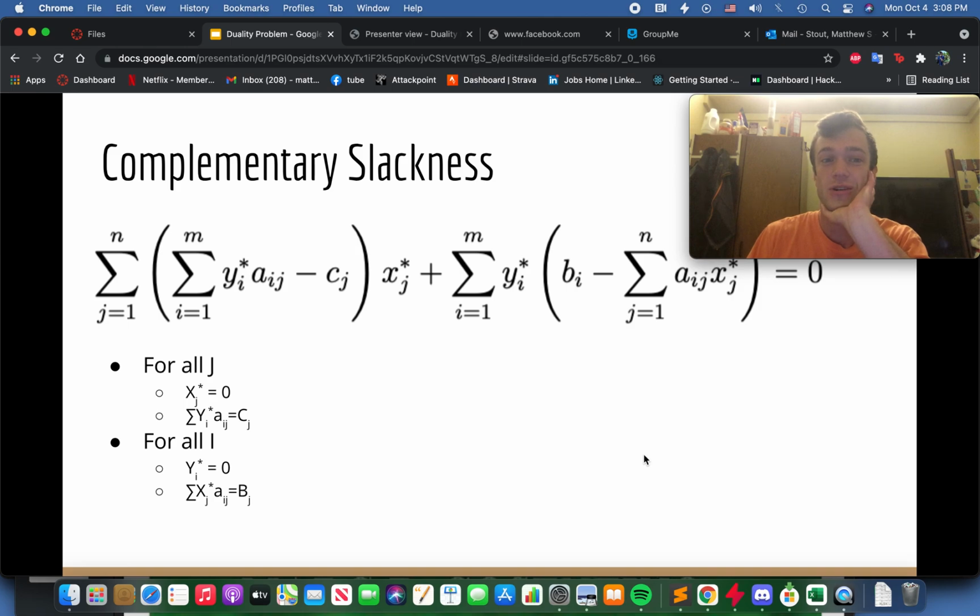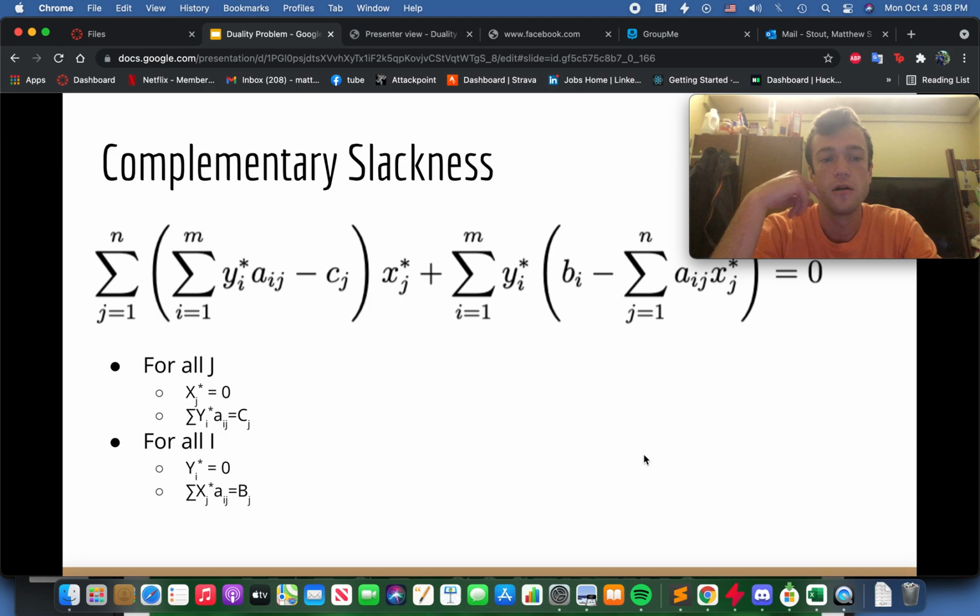So moving on to complementary slackness. Complementary slackness is essentially a way to relate a found solution for your x stars or y stars and be able to relate that to the corresponding optimal solution of the other problem.